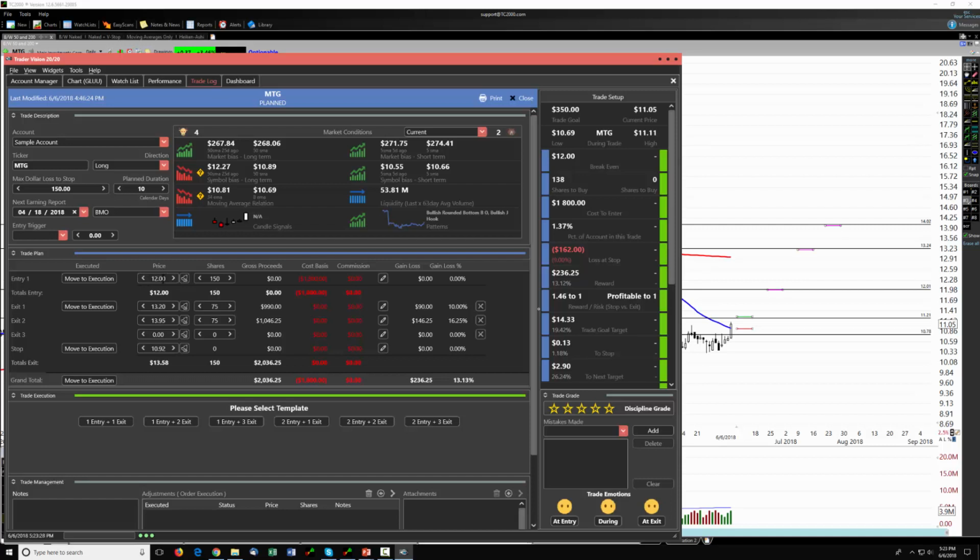What did I do wrong here? It's 11.25 entry. Is this the right chart? Yeah, 11.25 entry. It's called 11.95. I must have put down the wrong numbers. Wow. 13.15, and let's call it 13.95. And that would change things greatly.